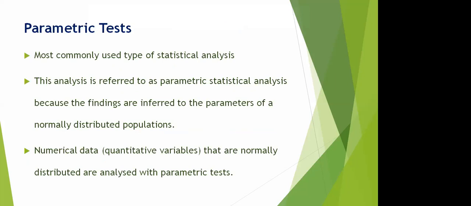Now, after analyzing the normality of the data, we should choose either parametric tests or non-parametric tests for the analysis. It purely depends on the objective. So, where do we use parametric tests? These are the most commonly used type of statistical analysis. This analysis is referred to as parametric statistical analysis because the findings are inferred to the parameters of normally distributed populations. Or we use parametric tests for quantitative variables which are normally distributed.